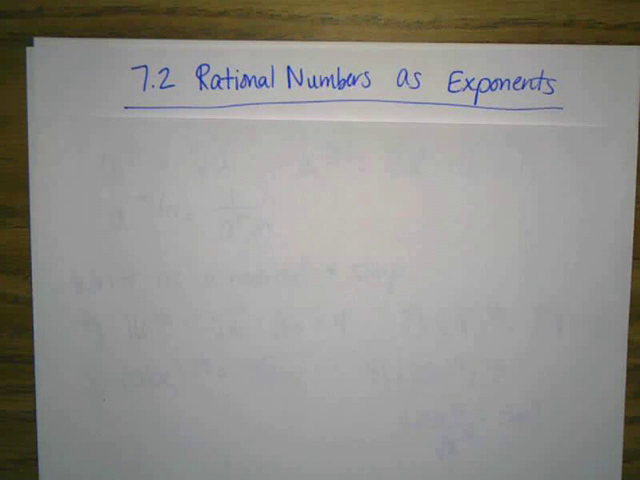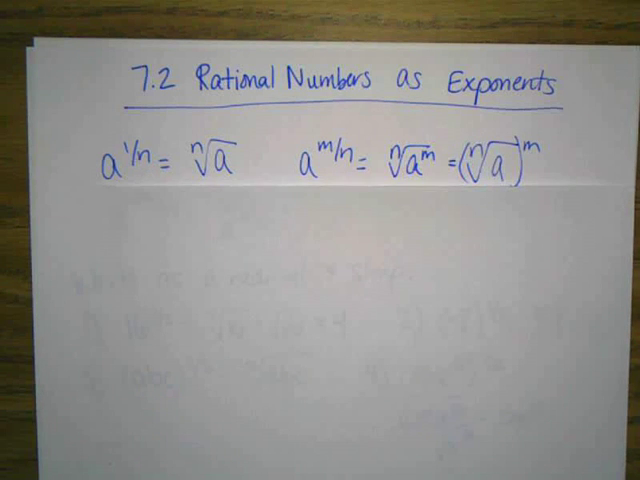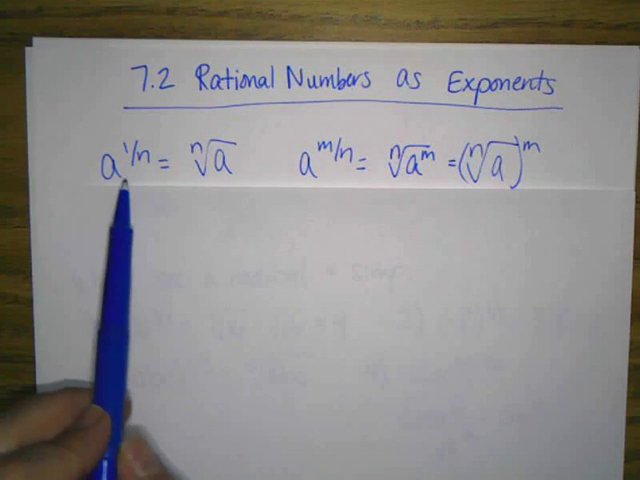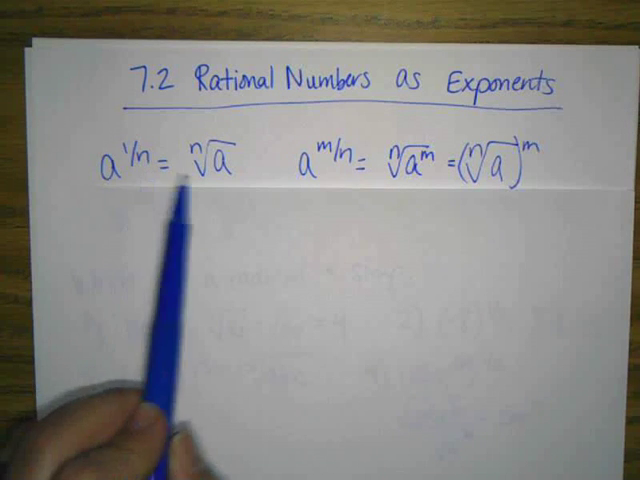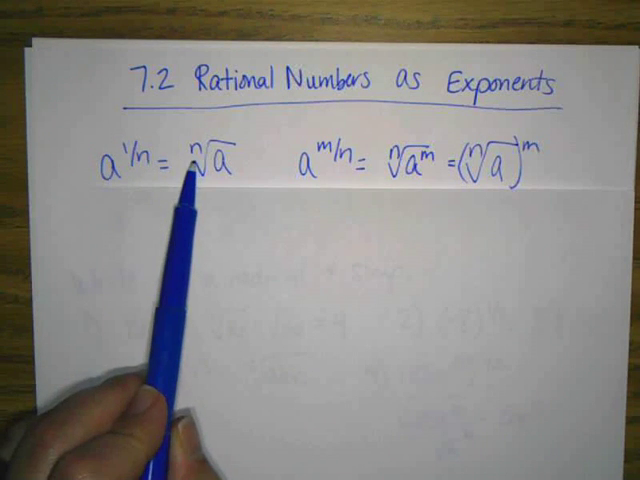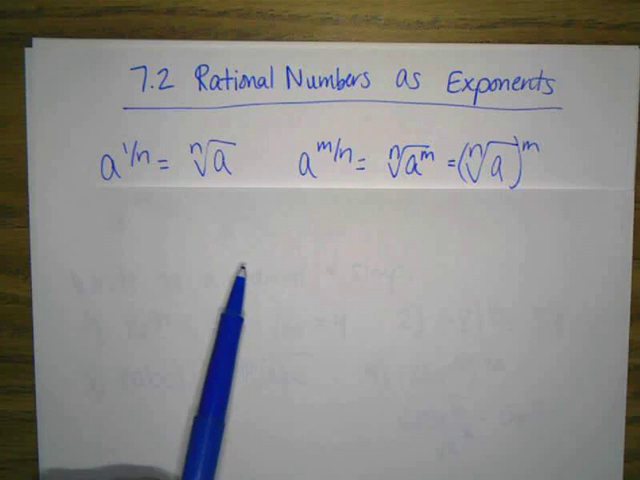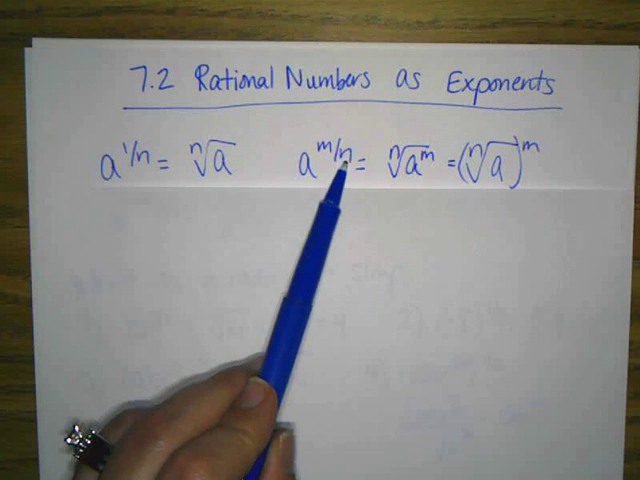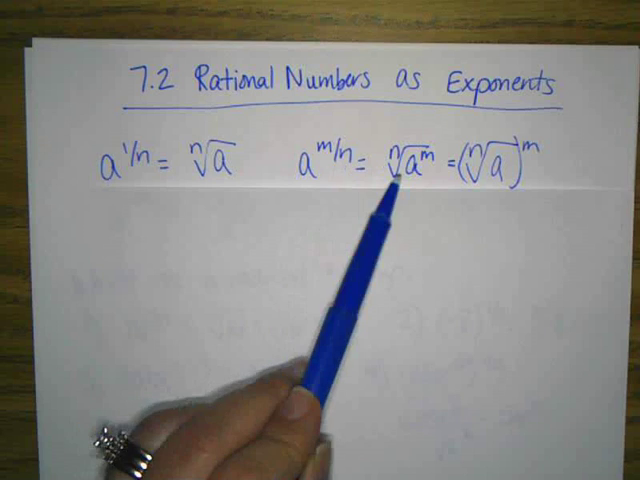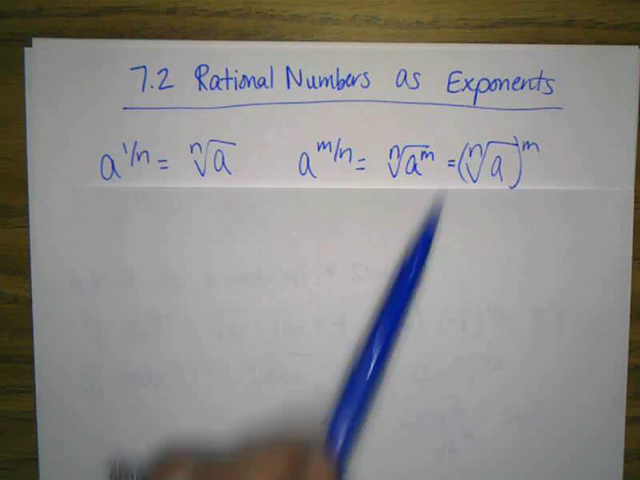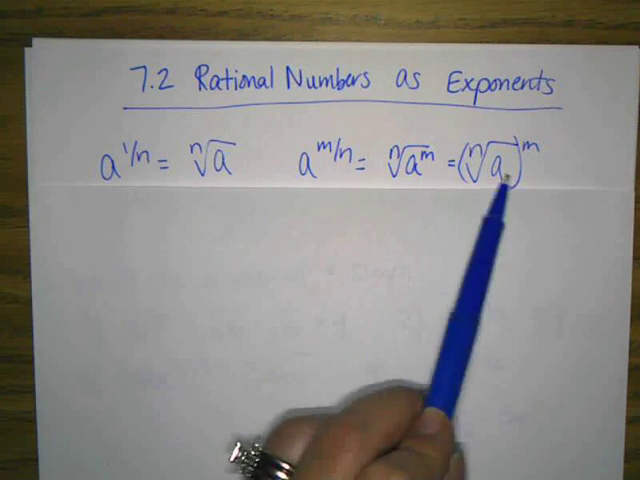Okay, section 7.2 is rational numbers as exponents. So we have done this before, switching between writing terms as an exponent or as a radical, and that's what we're doing a little review of today. So here are just some of the rules. If you have a to the 1 over n, then this denominator becomes the root that you're using, so it's the nth root of a. A to the m over n, same thing, nth root of a, and then it's just raised to the m power. And you can write this either way.